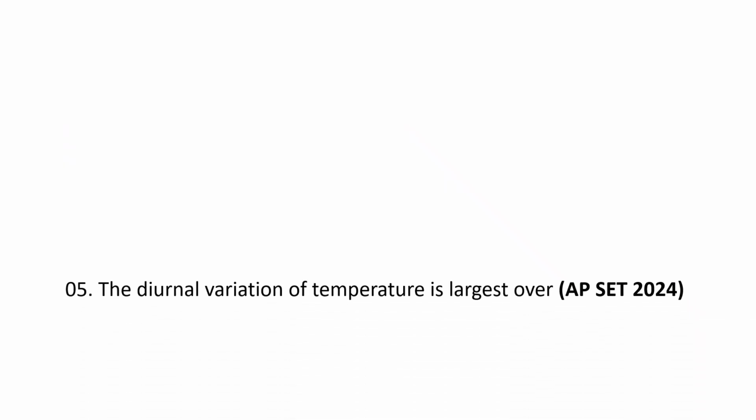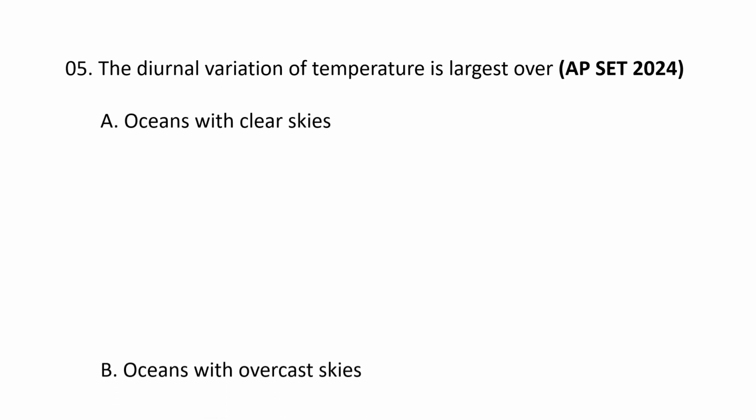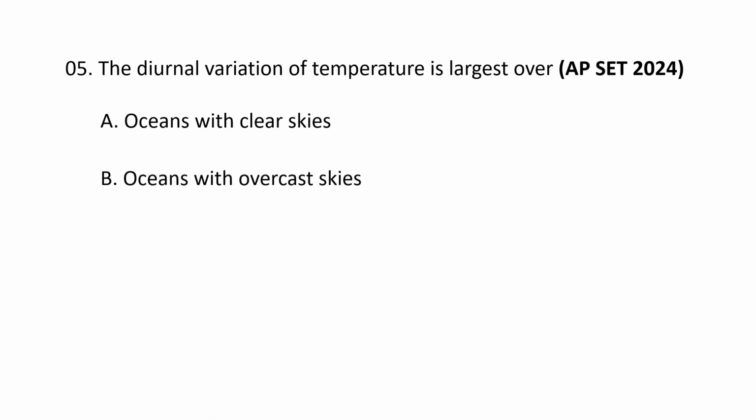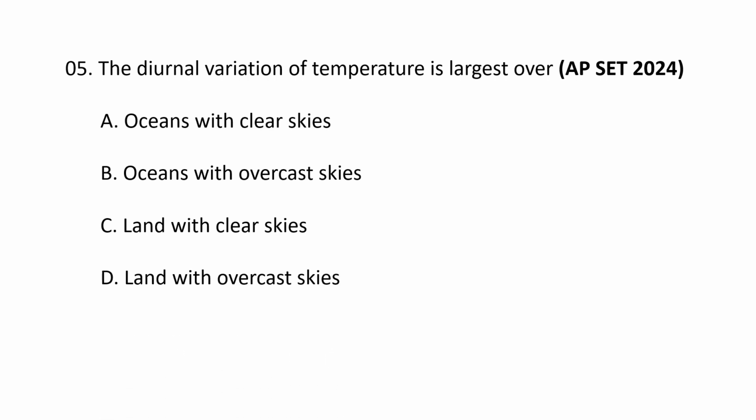Next question. The diurnal variation of temperature is largest over A. Oceans with clear skies, B. Oceans with overcast skies, C. Land with clear skies, and D. Land with overcast skies. The diurnal variation of temperature is largest over land with clear skies.